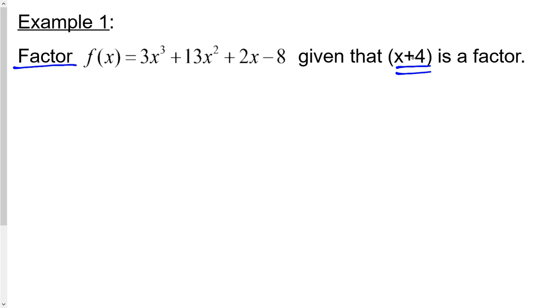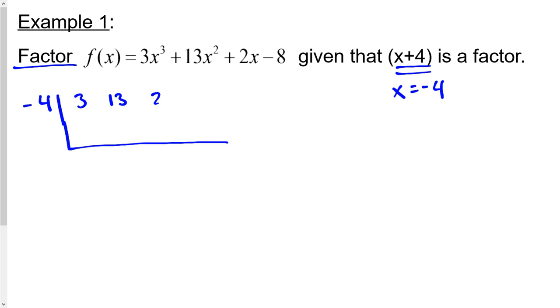What would I be using as my synthetic divisor in this case? Well, if x plus 4 was set equal to 0, then its solution would be negative 4. So I'm going to do some synthetic division using negative 4. Checking my polynomial, the exponents are 3, 2, 1, none, so it's in standard form. So I've got a 3, a 13, a 2, and a negative 8. And again, those come from 3, 13, 2, and negative 8.